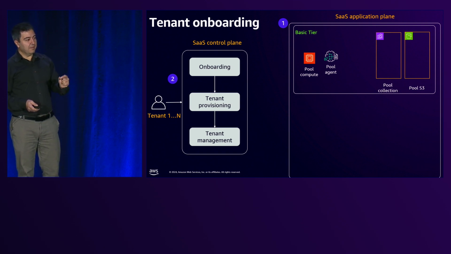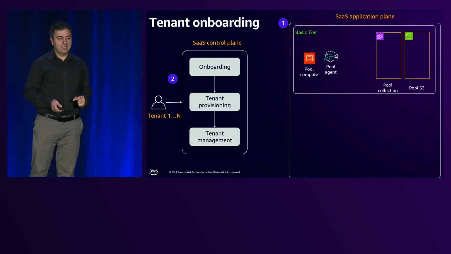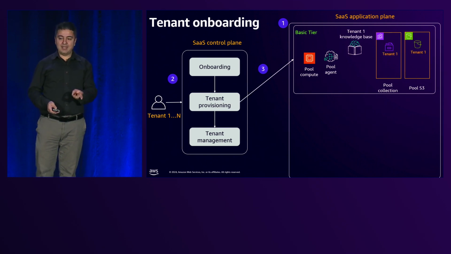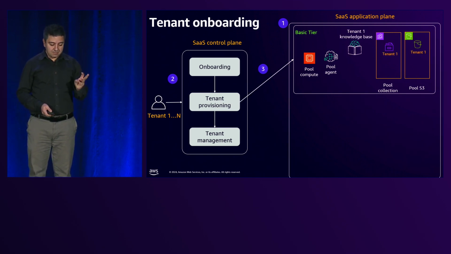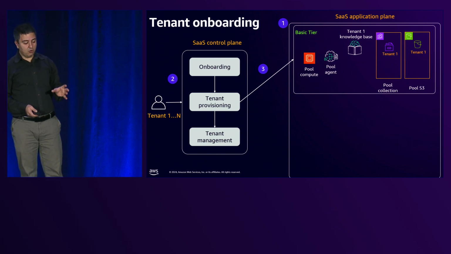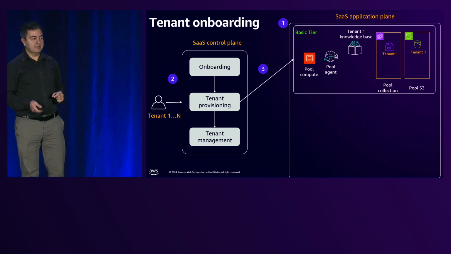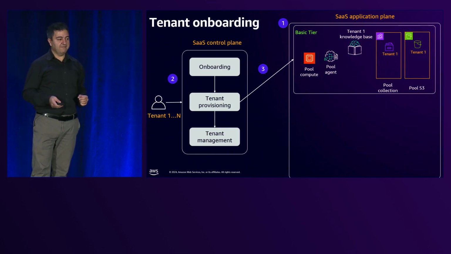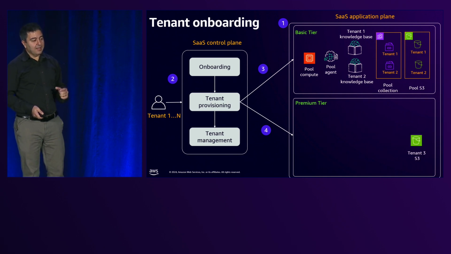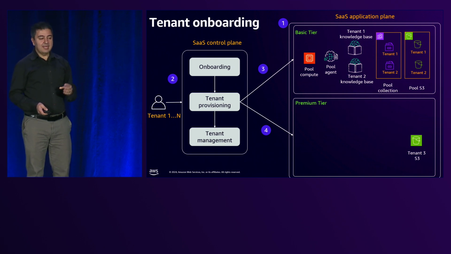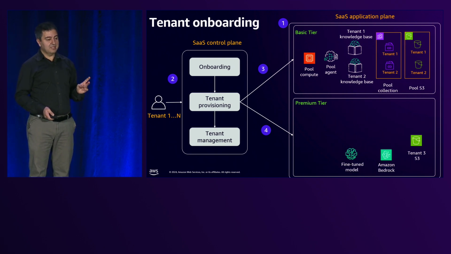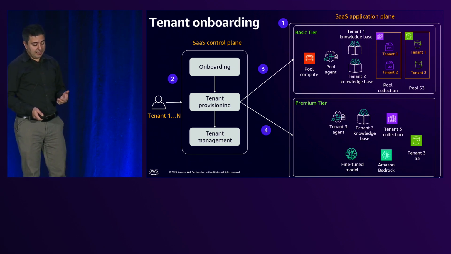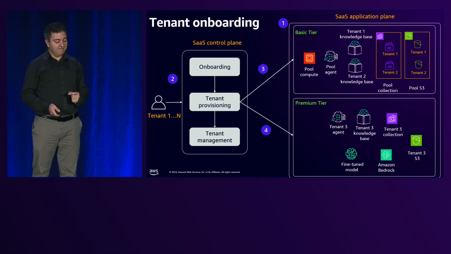Then when a new basic tier tenant is onboarded, what we need to do is to create a prefix for that tenant. We need to create an index inside our OpenSearch, and then we create a knowledge base. This could be quicker because most of those services already exist there. On the other hand, for a premium tier, we start with empty, right? There is nothing there. When a premium tenant is onboarded, then we create a dedicated S3, dedicated fine-tuned model. We have a dedicated knowledge base, and also a dedicated OpenSearch serverless collection.